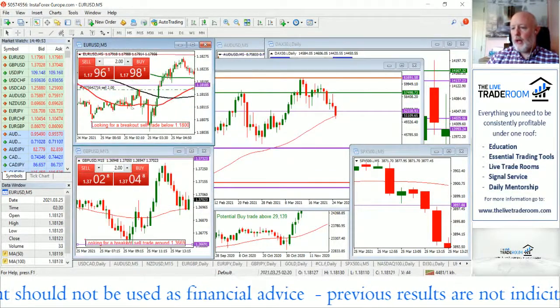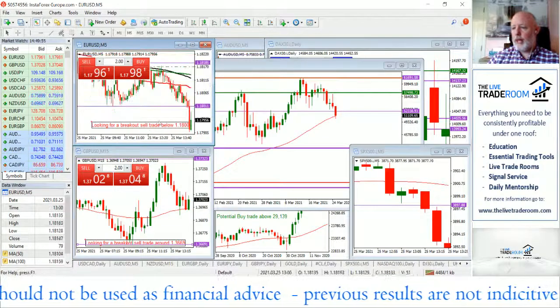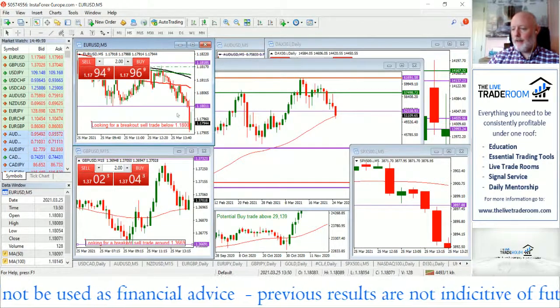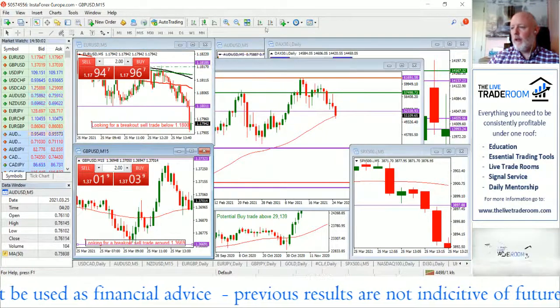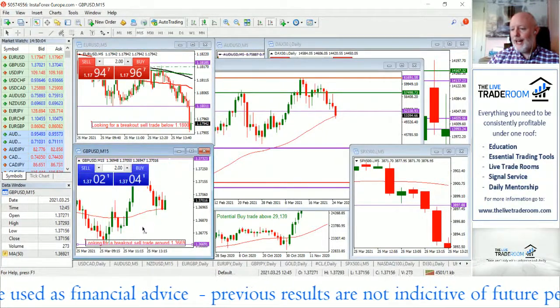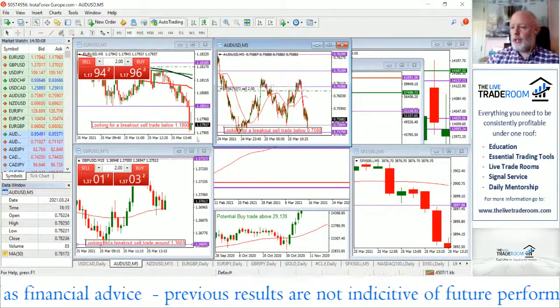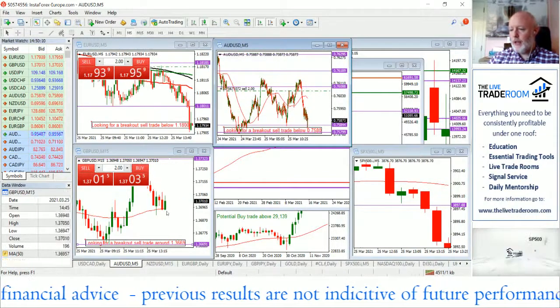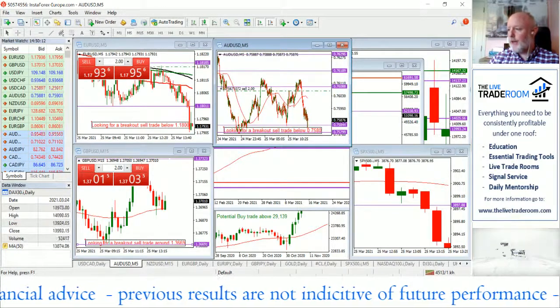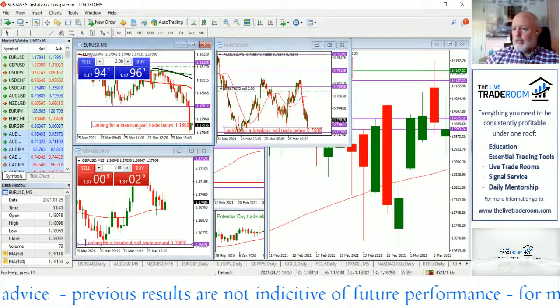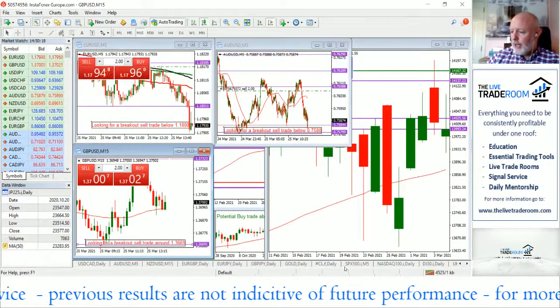So here are our opportunities. The euro dollar to the downside below that 1800, so we're getting that move now. We're already in these trades. We're already in the Aussie dollar to the downside, the euro to the downside, the pound to the downside, and New Zealand to the downside. So let me tidy this up quickly.